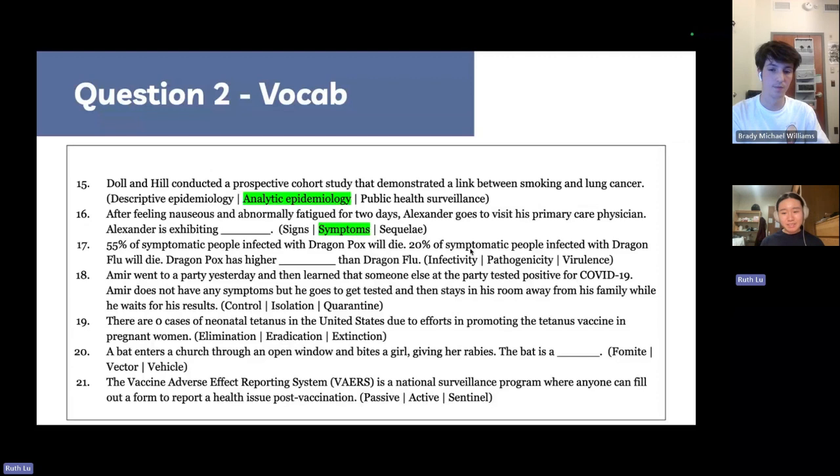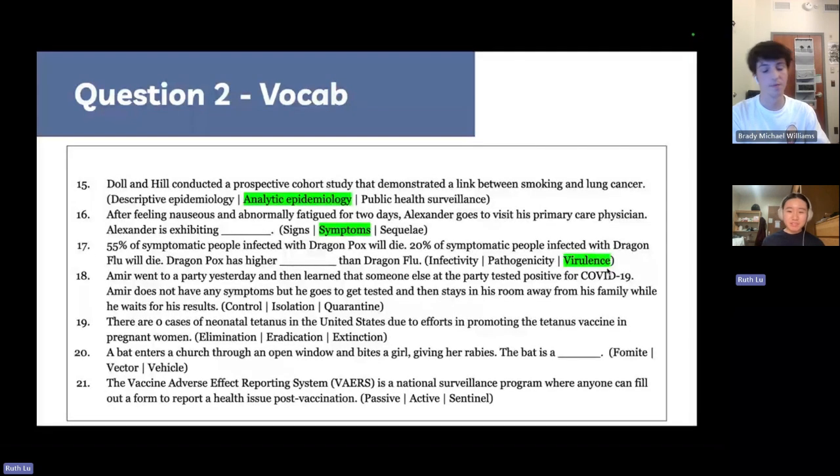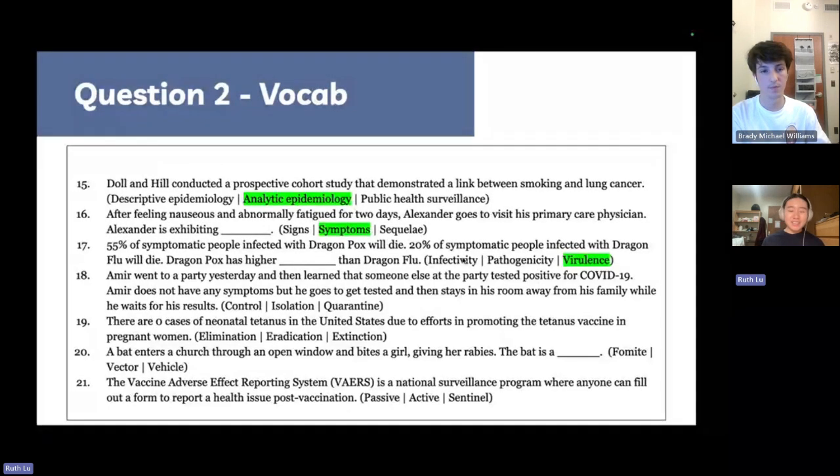And the answer for this one is going to be virulence, because virulence refers to the severity of a disease. And of the other two, infectivity refers to how easy it is to spread. Pathogenicity is how likely you are to develop symptoms once you're infected.